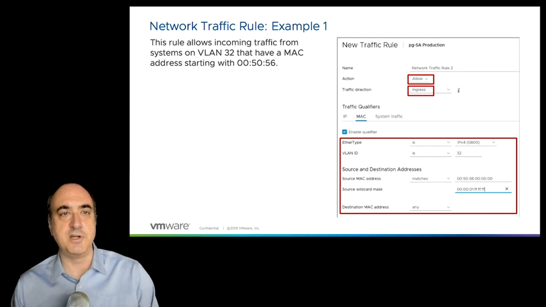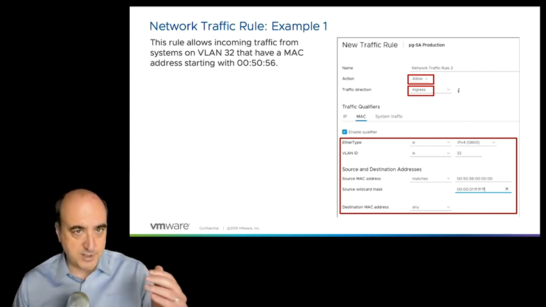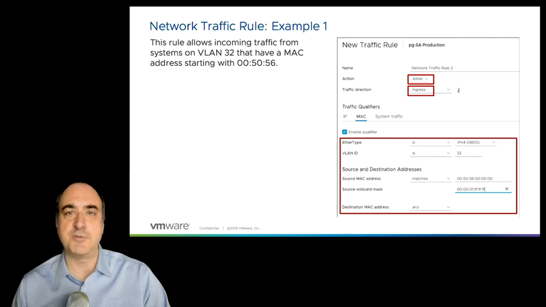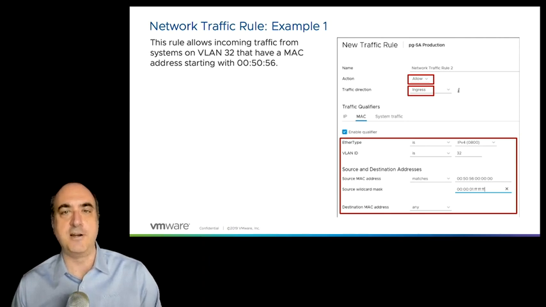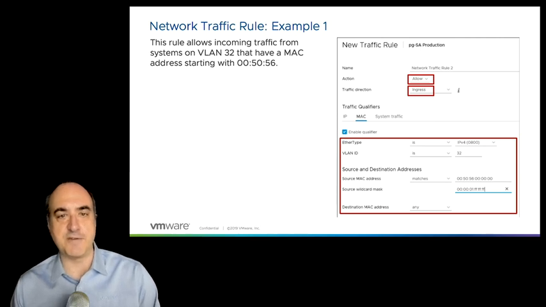So in our first example, we're creating a traffic rule that is going to allow a certain type of traffic, right? We're going to allow ingress, so it's not applying to any outbound traffic. And then we're going to set up a MAC address based qualifier. Notice the ether type says it's IP version 4 traffic. It's for VLAN ID 32, which is already setting up some basic guidelines here, right? We're only going to allow traffic that is on VLAN 32 as long as the source MAC address matches a range of MAC addresses that start with 005056.